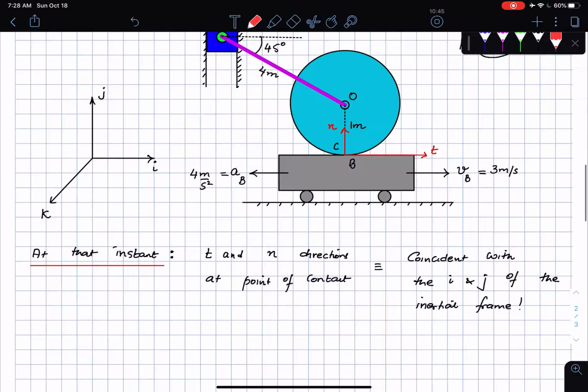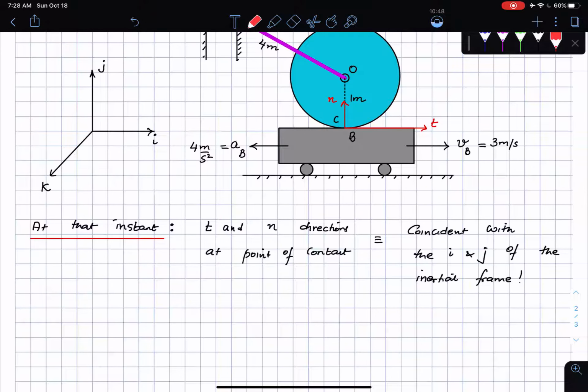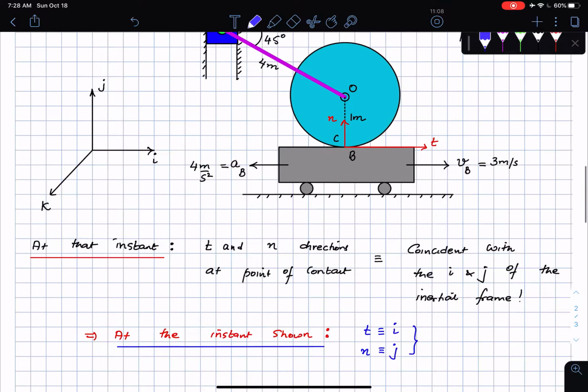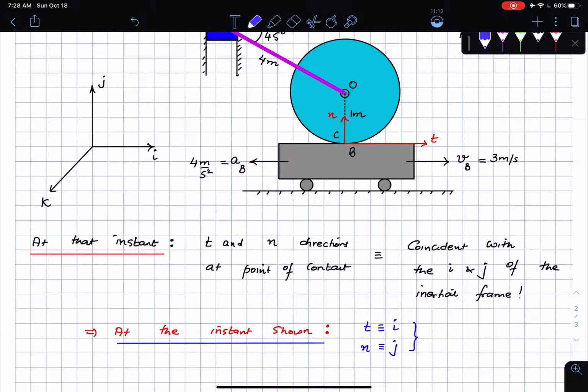Okay, so at that instant in time, I can say the following. At the instant shown, I can say that t direction is the same as I, the n direction is the same as j. Okay, this is once again only at that instant shown. Please notice that. Okay, so this I have done, and then I can also write out the conditions of rolling without slip. So that's an information that is given to me in the problem. Okay, so I'm told that at that junction there is rolling without slip. Okay, so that's the first thing that I look at.